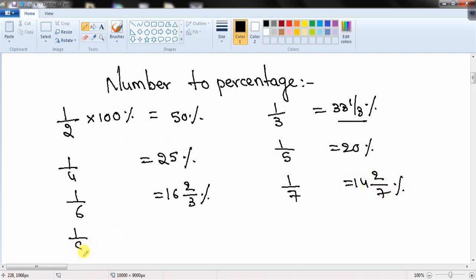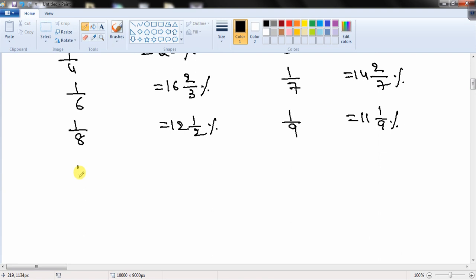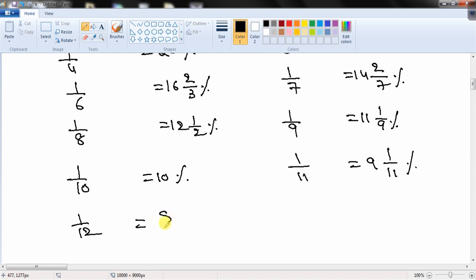1/8 is 12.5% or 12 1/2%. 1/9 is 11 1/9%. 1/10 is 10%. 1/11 is 9 1/11%. And 1/12 is 8 1/3%. If you can remember up to 1/12, it's more than sufficient. But if you can remember up to 1/20, calculation becomes faster, which will save your time.